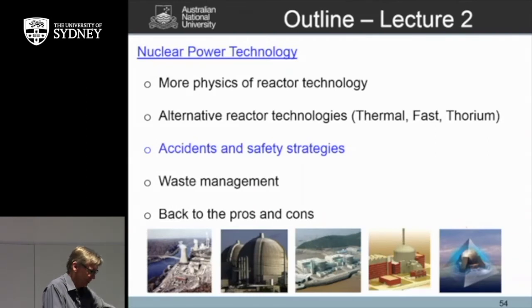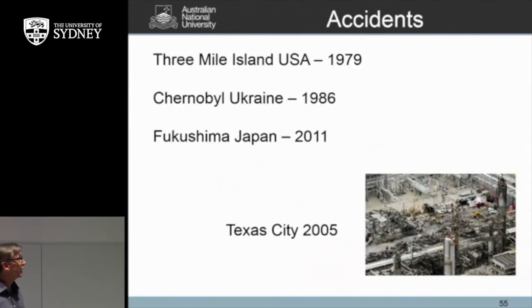All right, so that was a quick look through Generation 4 reactors. So there's still a lot of ideas out there. A lot of the old ideas come back and are being reconsidered as materials developments progress. Let me say a little bit about accidents and safety strategies. There's 3 accidents that I want to mention. 3 Mile Island, United States, 1979. Chernobyl, Ukraine, 1986, and Fukushima, 2011.